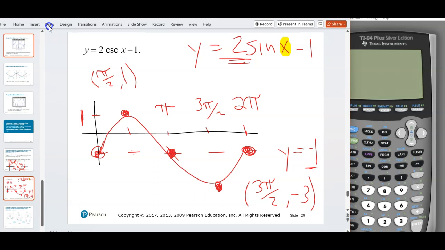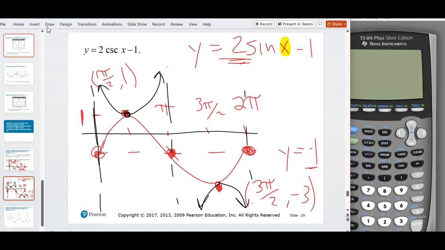Anytime we intersect the midline, we're getting a vertical asymptote. So there's a vertical asymptote there, there's a vertical asymptote at pi, vertical asymptote at 2 pi. We're going off of the peak towards the vertical asymptotes. We're going off of that valley towards the vertical asymptotes downward.